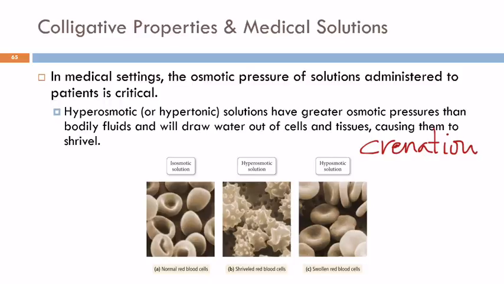Not a good situation. Hypoosmotic or hypotonic is where the solution has a lower concentration of solutes than what's inside the cell or on the other side of the membrane. And so then the water goes into the cell, and it causes the cells to swell up. And if they continue to swell, they'll burst, because that osmotic pressure can build up pretty significantly, enough to burst cells. Any questions about that?